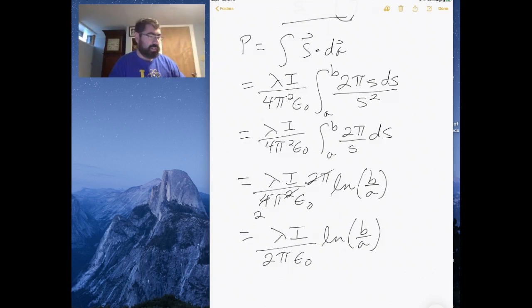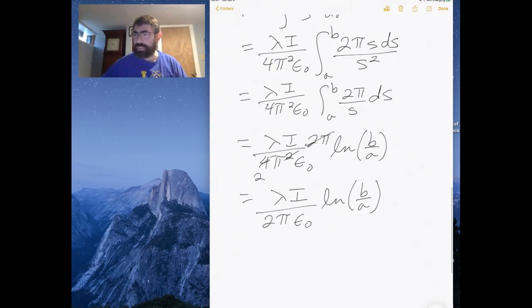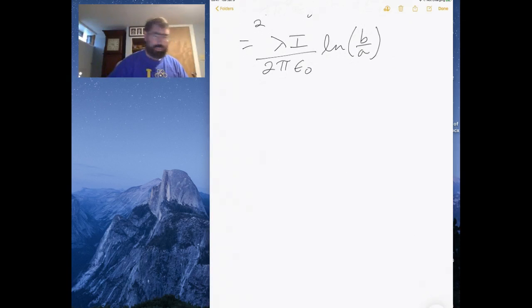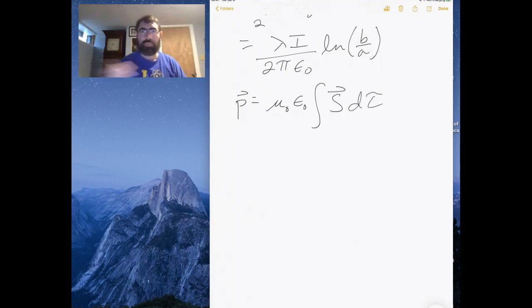So that's the energy, or the power, I should say. That's the power. If I now look at the momentum, which is what I wanted to do in the beginning, then the momentum would be mu 0 epsilon naught, the integral of S over the volume. Now the volume in cylindrical coordinates would be 2 pi L s ds.